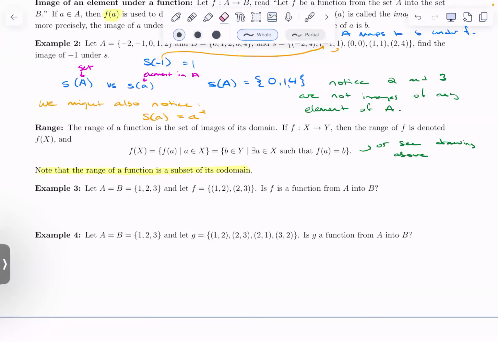So it does have this kind of complicated definition technically, but we just need to understand it.